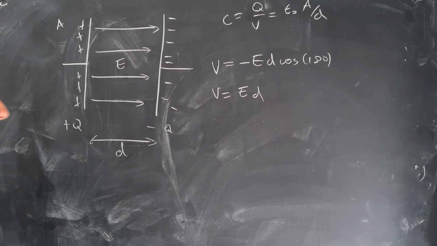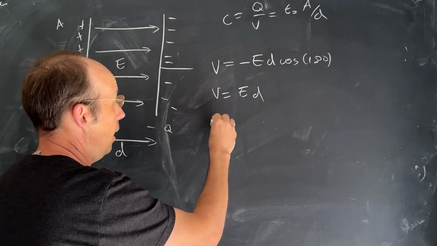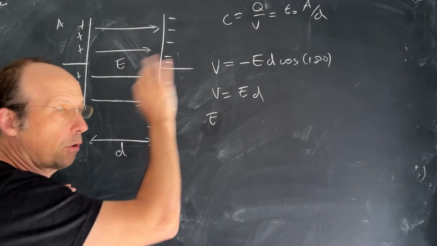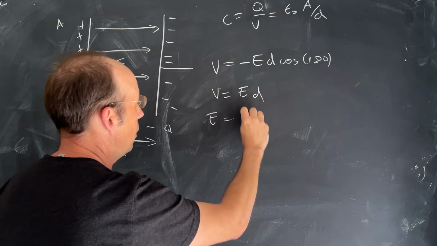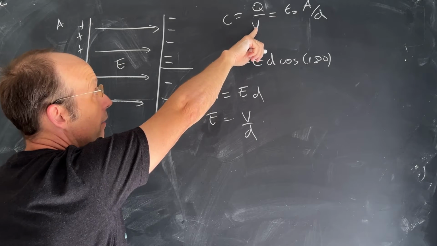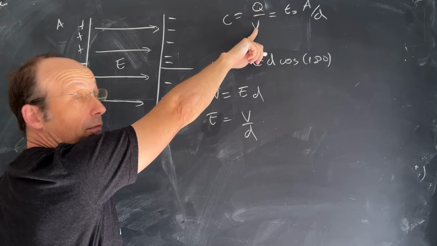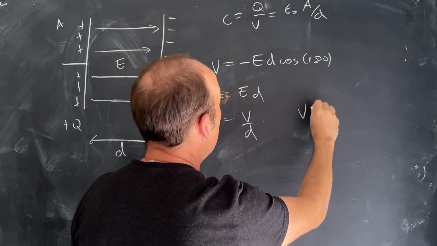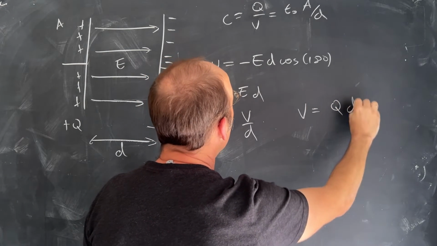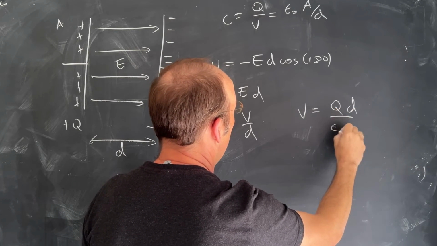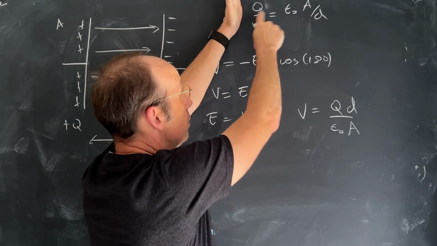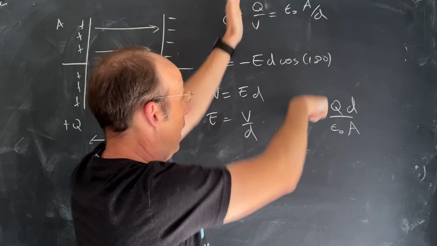I want to find the electric field. So let's calculate the electric field. This is in the x direction, so I don't have to worry about the y. It's going to be equal to V over D. But now up here, I can solve this for V, right? So I know that V is equal to Q D over epsilon naught A. I just took that and solved for V, right? So I divide both sides by that, and I get that.